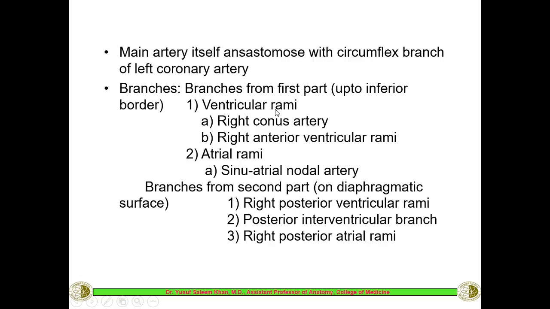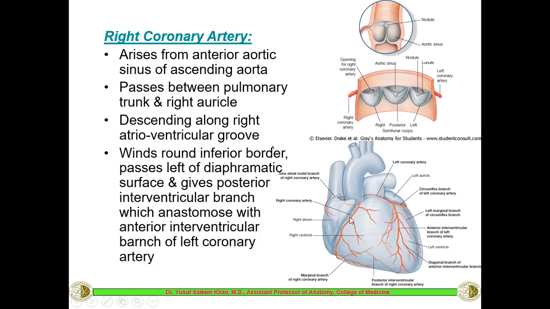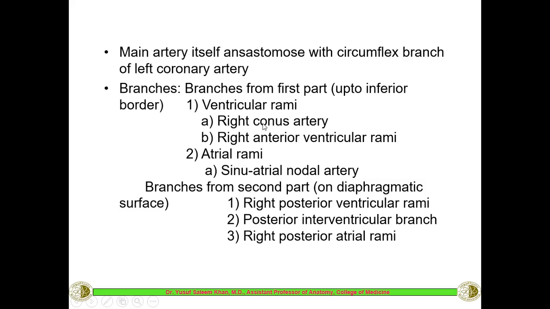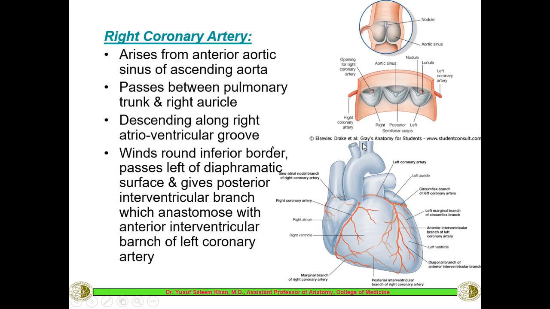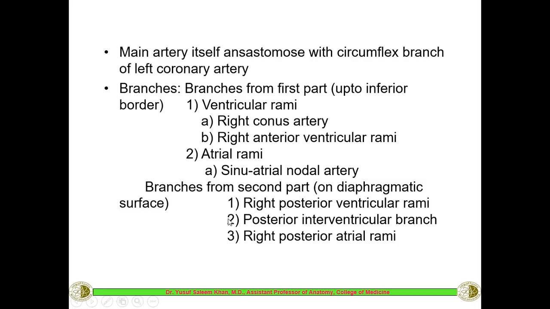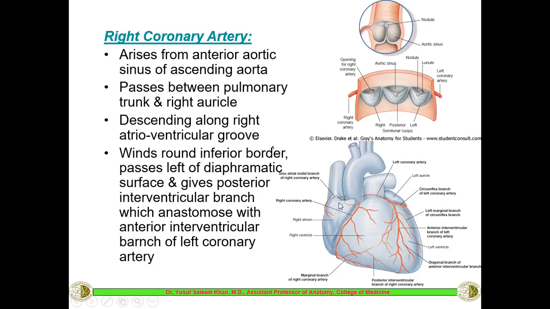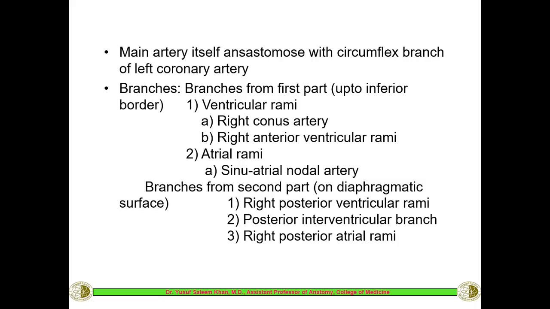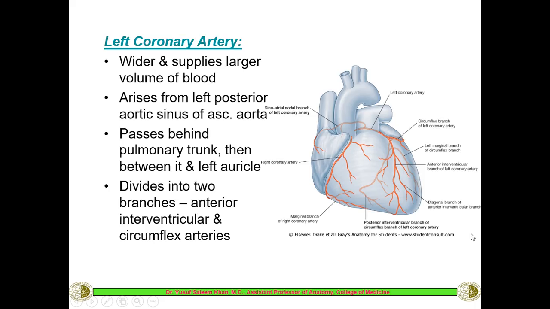One is the ventricular branches, so many branches are coming, which will be supplying the ventricle. The second is called the right anterior ventricular rami, which will be supplying the main right ventricle. Then there is the atrial rami, which will be giving a very important branch which will go into the SA node, and that is called the sinoatrial nodal artery. Among the branches from the second part on the diaphragmatic surface, we have seen already one very important branch, that is the posterior interventricular branch.